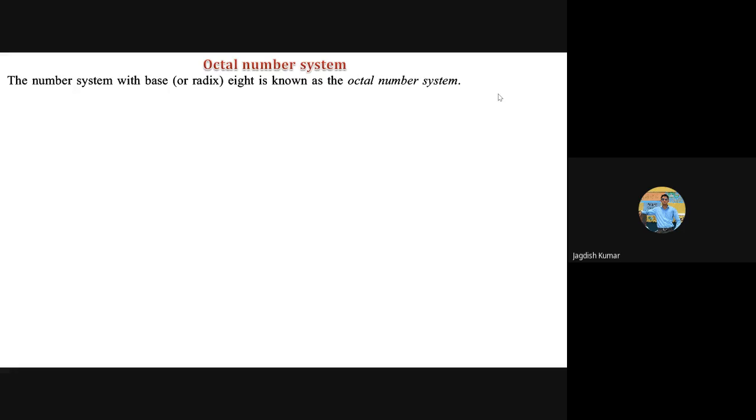So basically, what is an octal number system? It is the number system whose base or radix consists of 8 symbols. Correct? That is called the octal number system. So what were the 8 symbols? I hope you remember from the previous class. They were 0, 1, 2, 3, 4, 5, 6, and 7. So a total of 8 symbols are there in the octal number system.